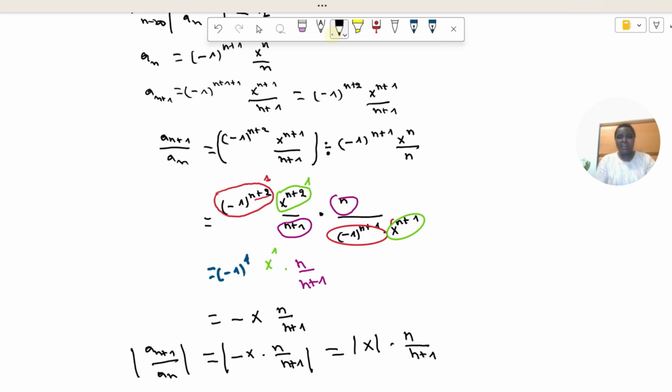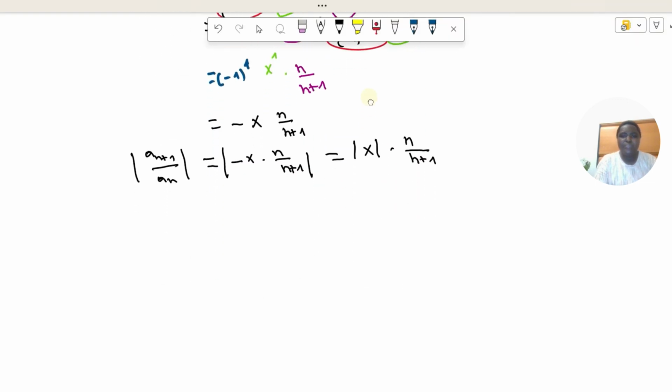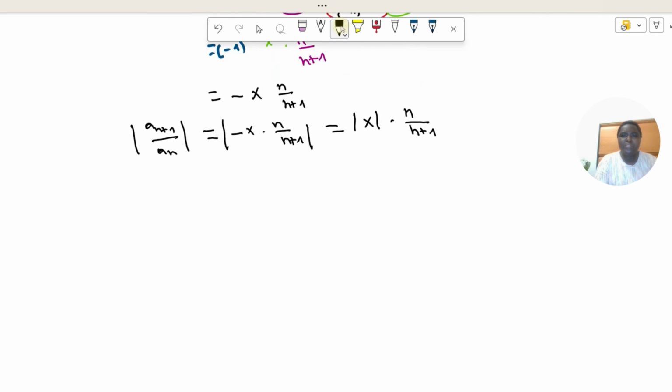All right. And then if we introduce the limit to this ratio, what are we going to get? And finally, the limit when n tends to infinity of this ratio, the absolute value of a n plus 1 over a n.